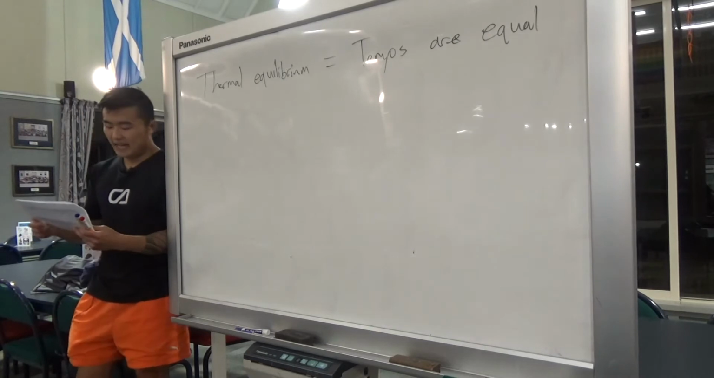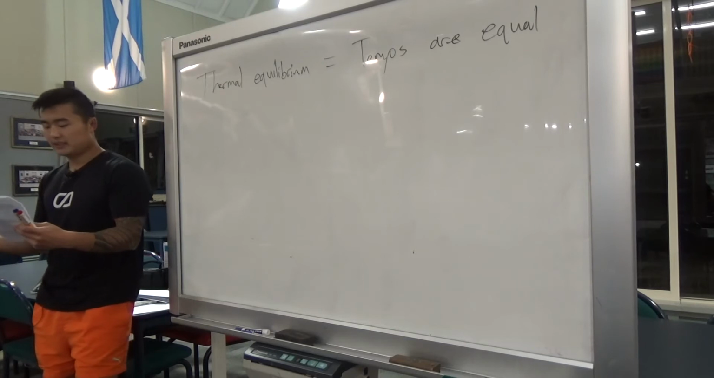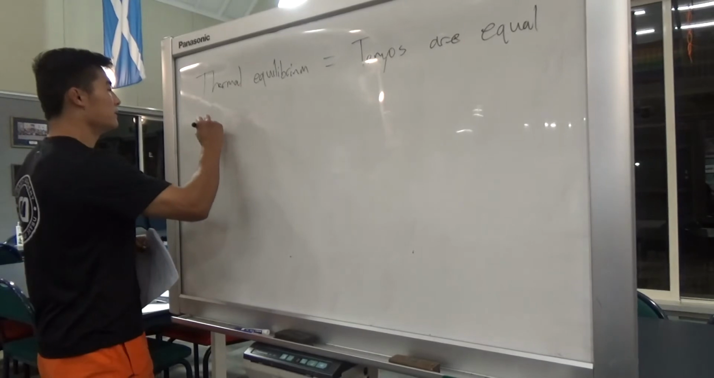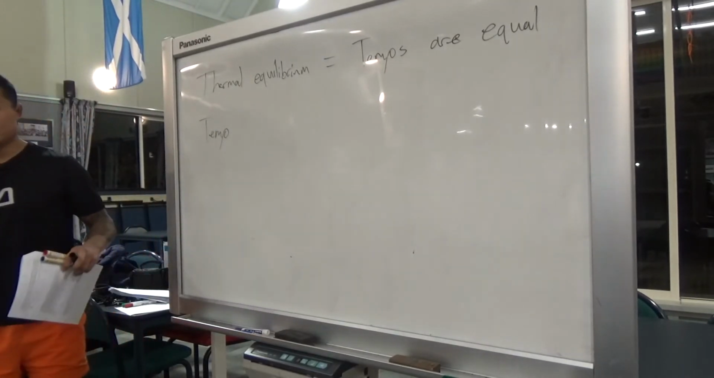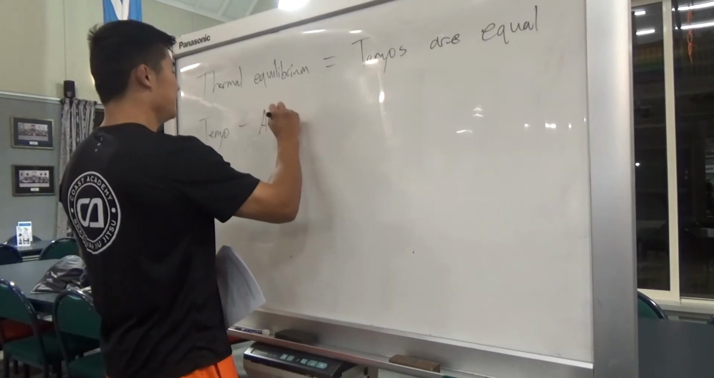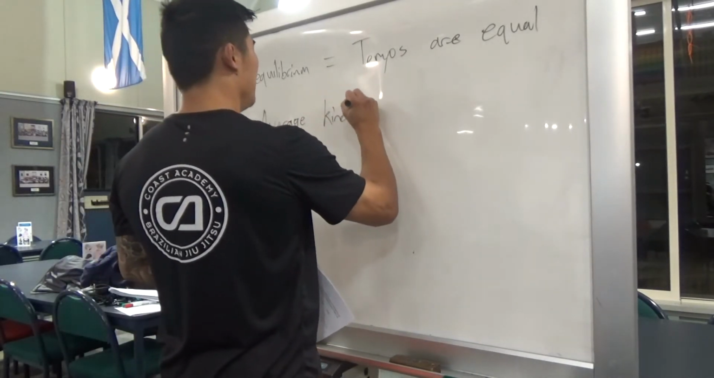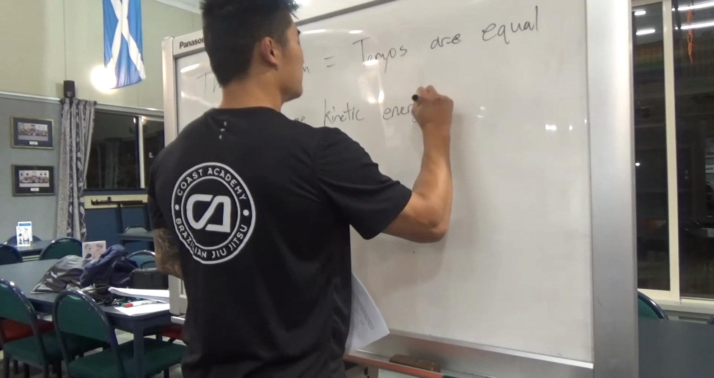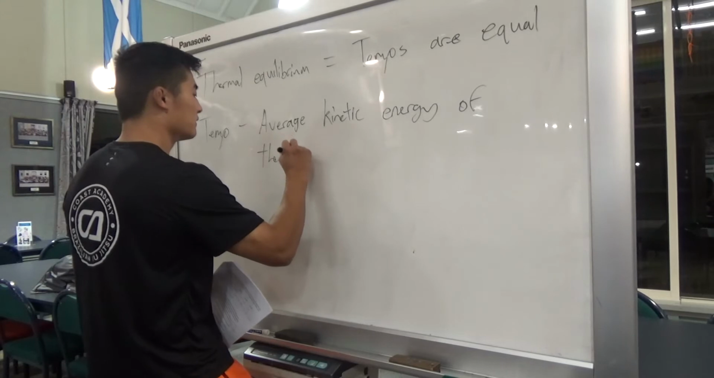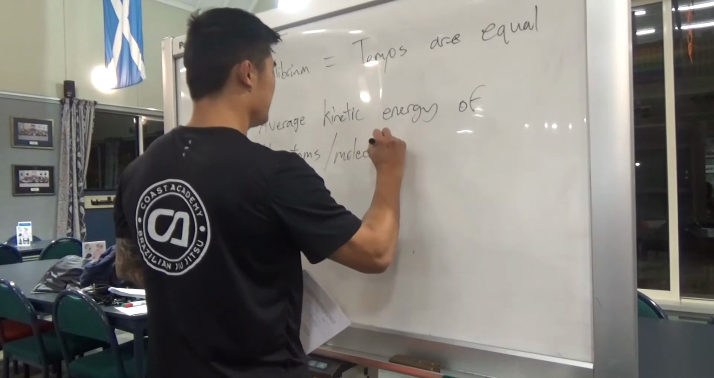And then C, the average kinetic energy of the argon atoms is equal to the average kinetic energy of the neon atoms. So temperature, what temperature really is, is a measure of the average kinetic energy of the atoms or molecules that make up that object.